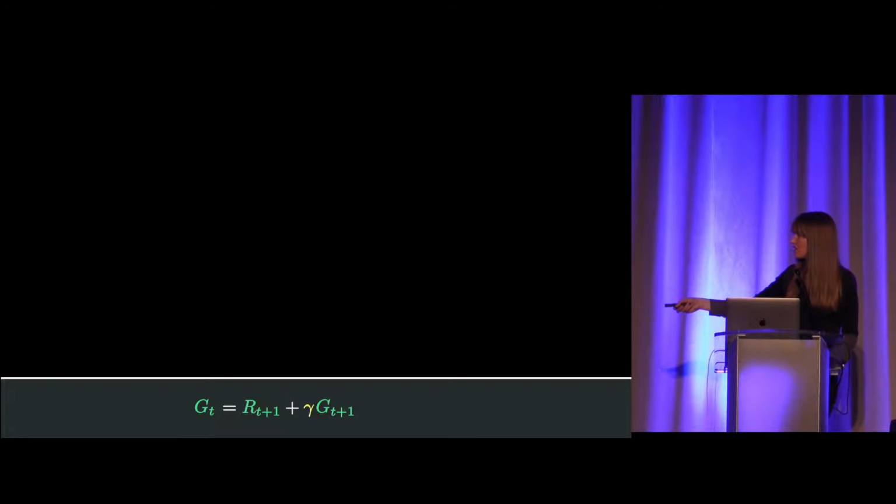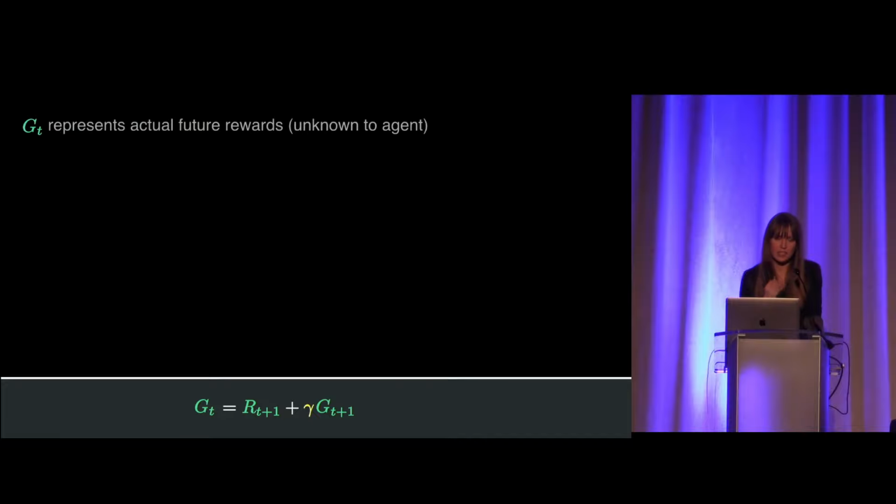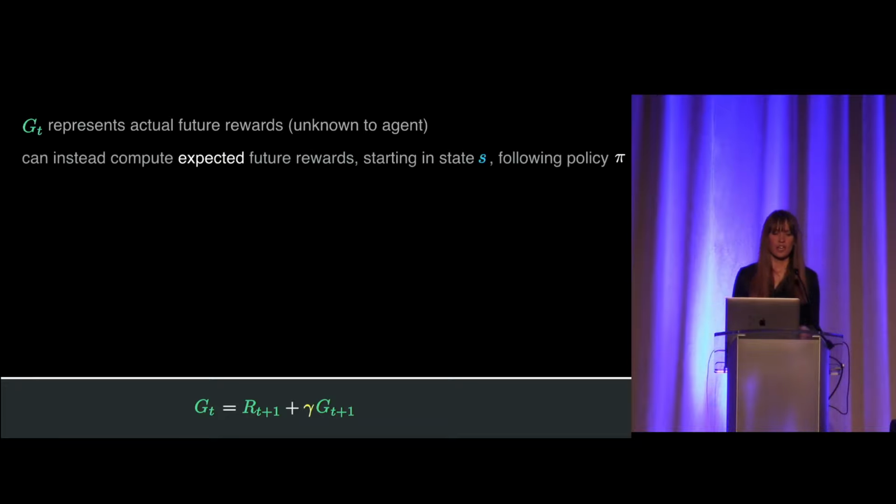Okay, so this return is the quantity that we ultimately want to maximize. The problem is that this return isn't something that's known to the agent. So the return represents actual future rewards, and the agent doesn't know what rewards it will be getting in the future. So instead, we can compute the expected future rewards, given that we're starting in a particular state and following a particular policy. So to sketch this out, I want to think just about one time step in the future.